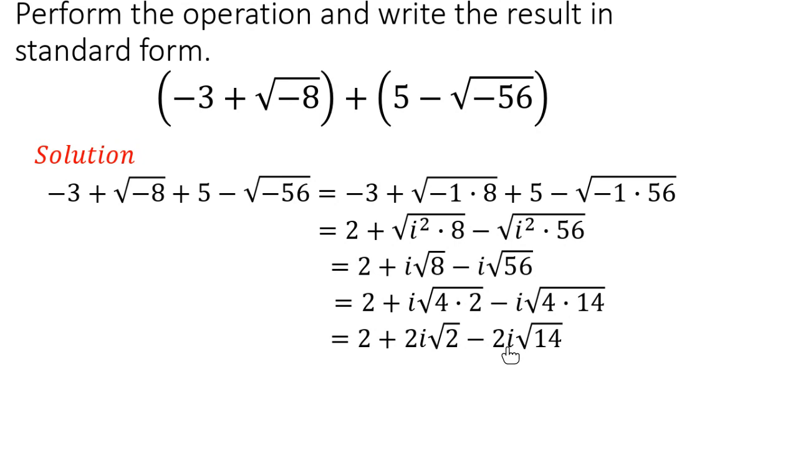Now this is not in standard form, right? Because our standard form, recall, is a plus bi.